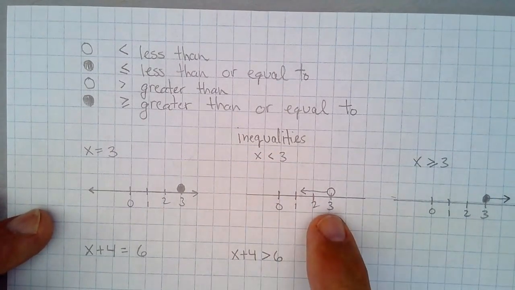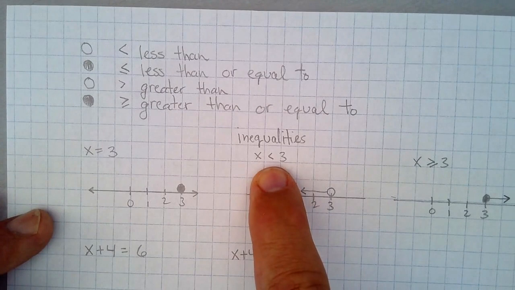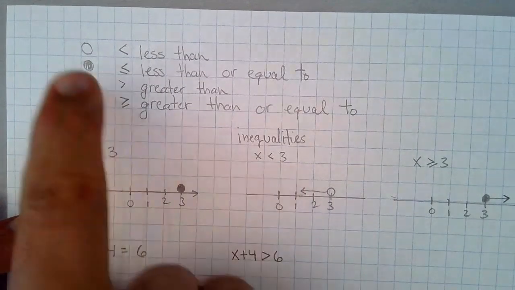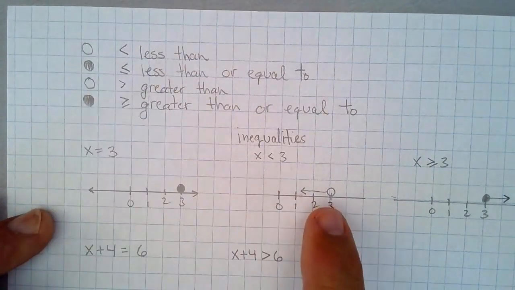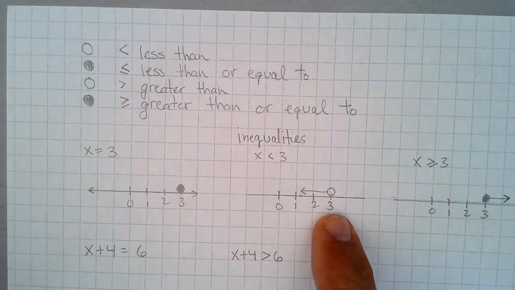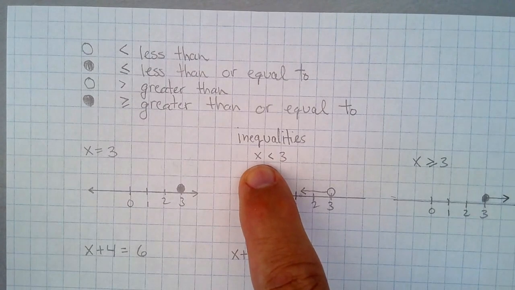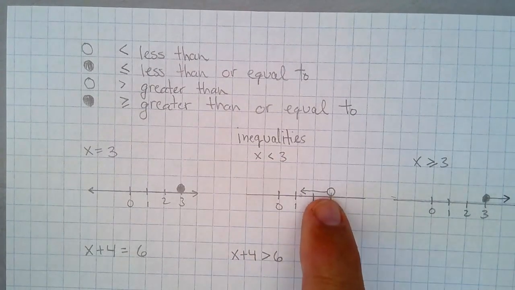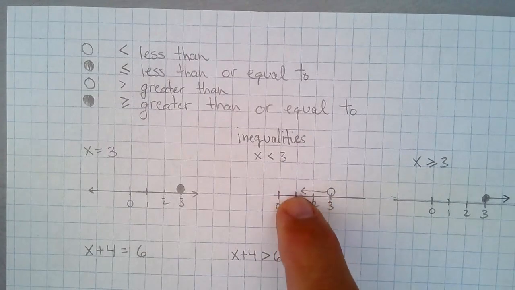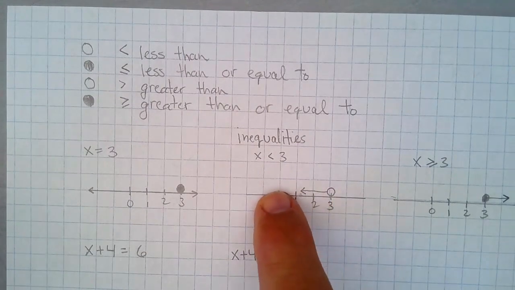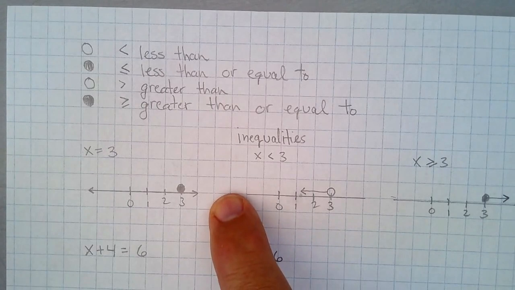And so when we have a graph here, we are talking about numbers less than 3. So less than is an open circle. That means I'm not including 3, but anything smaller than 3 will work for X. And this covers the 2 and the 1 and anything in between 2 and 1, any decimal, any fraction, and so on. And it goes into the negative numbers as well.